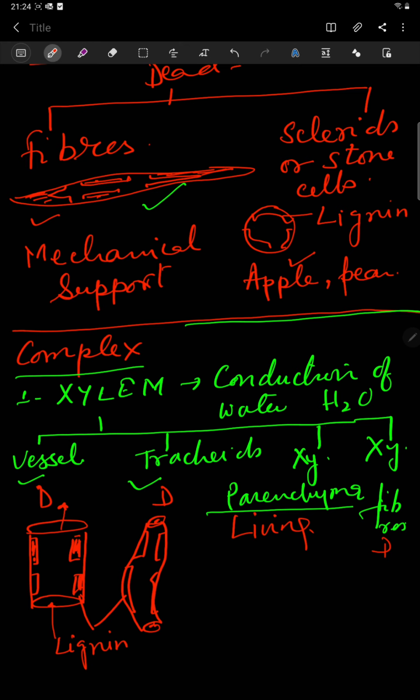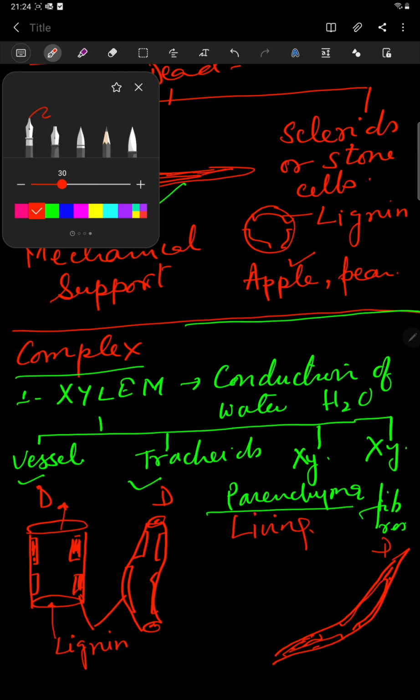Simple parenchyma I will draw later on. Fiber I am going to draw. So the fiber will be like this one. The secondary wall will be there, made up of again lignin as it is dead, and modified sclerenchyma. So no nucleus and no cytoplasm.